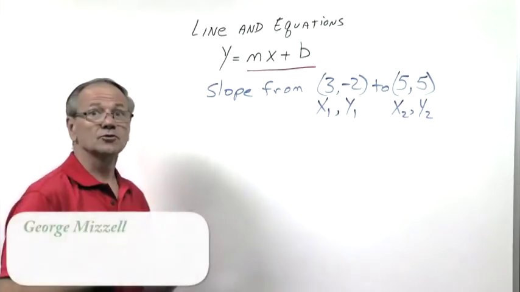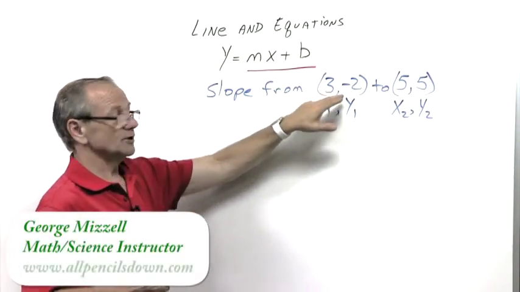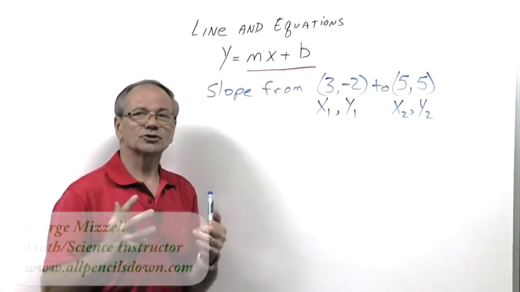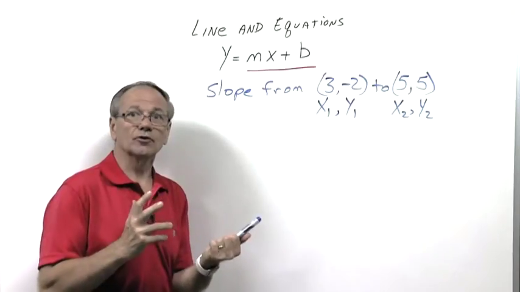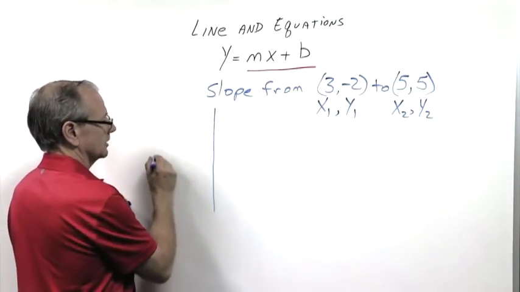Sometimes the ACT will ask the question like this. They'll say, what is the slope of the line going from (3, -2) to (5, 5)? Okay, so we'll look at this two ways, one from the equation and the other from graphing it. So first we'll start by graphing it, which helps us get an idea.